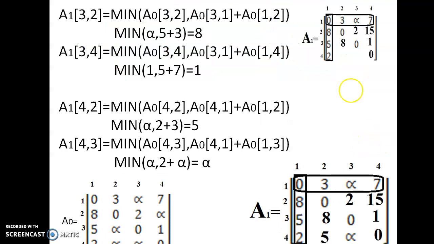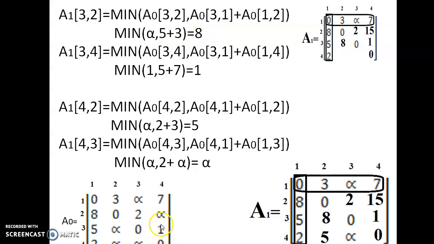See here, we are finding out the minimum of 3, 2, and we are finding out the sum 5 plus 3. 5 plus 3 is 8, and already the value that we are having is infinity. Which one is less? Is infinity less, or is the calculated value 8 less? 8 is less, so we are keeping the value 8 here.